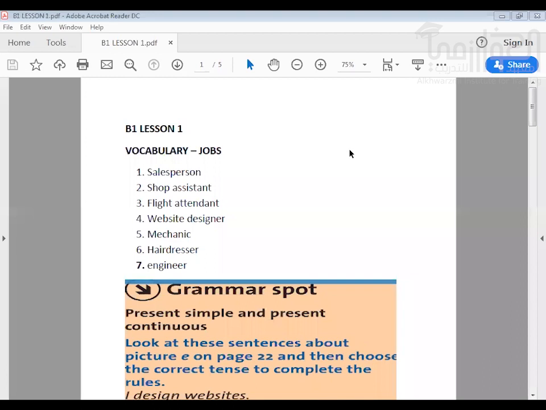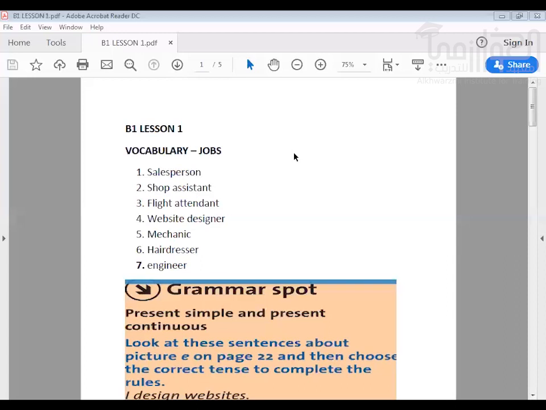Welcome to English Unlimited B1. This is our first lesson, lesson 1. Today's goals and objectives for today's lesson will be vocabulary about jobs. We'll look at the present simple and the present continuous. We will also look at how you speak when you are given a picture in speaking part 3.